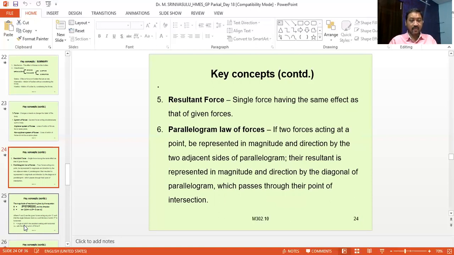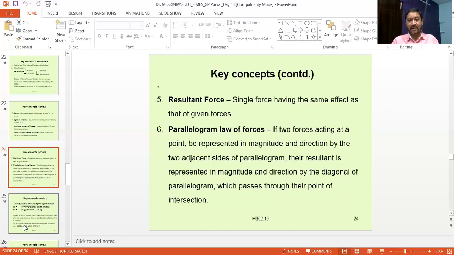Components of forces. Component means, when a force is acting, it can be divided into two components, and the two parts are called the components of the force. Generally one of the components will act along the x-axis, that is called the horizontal component, or the x component, that is Fx is equal to F cos theta, where theta is the angle made by the force with the horizontal or x-axis.